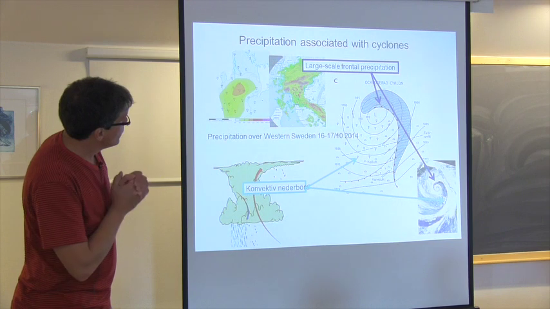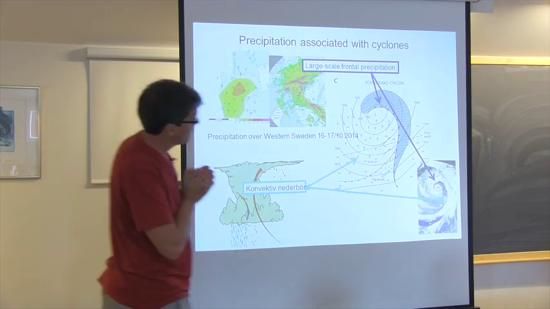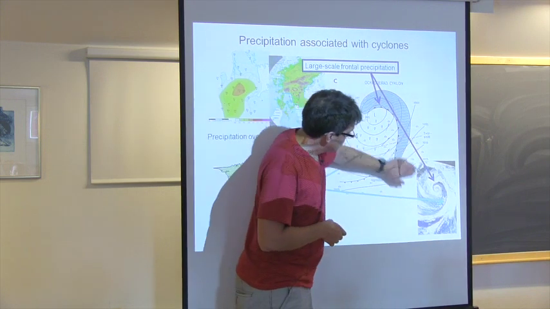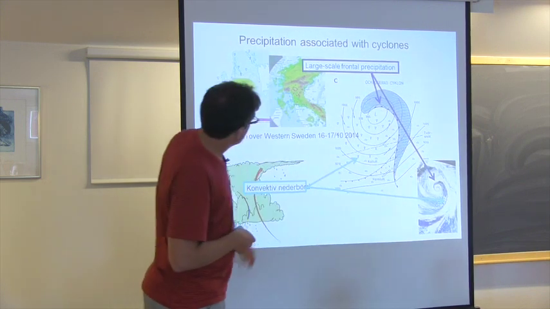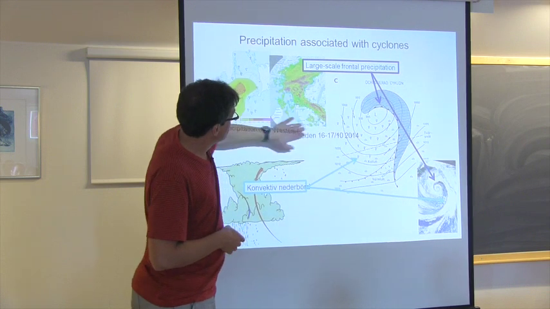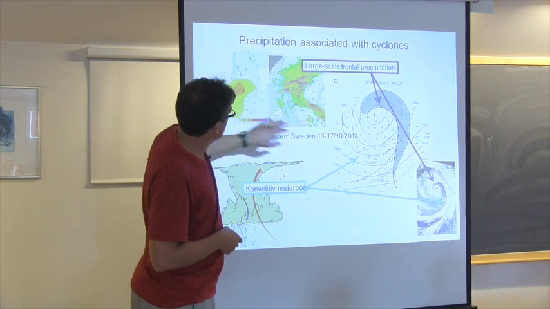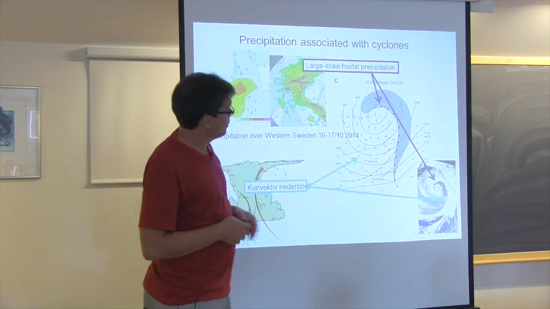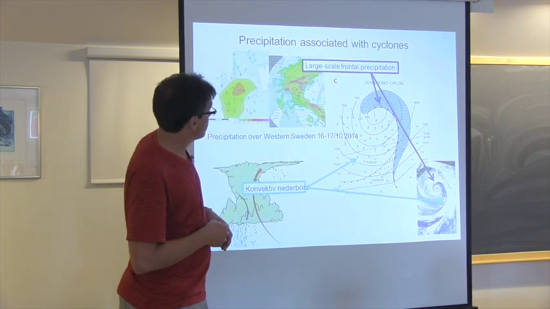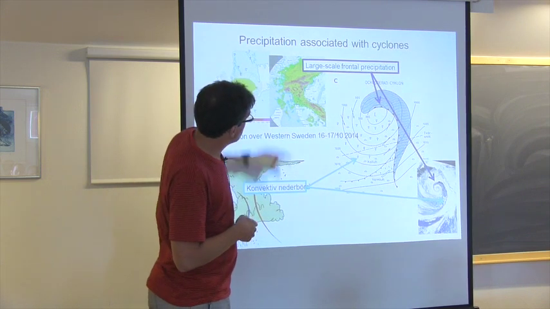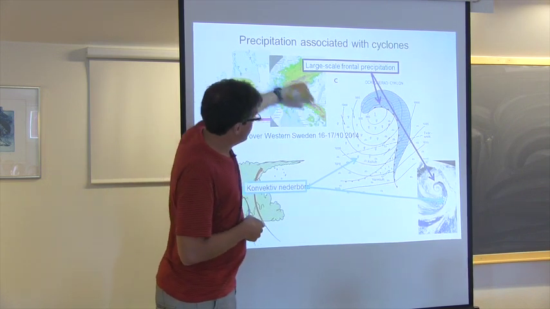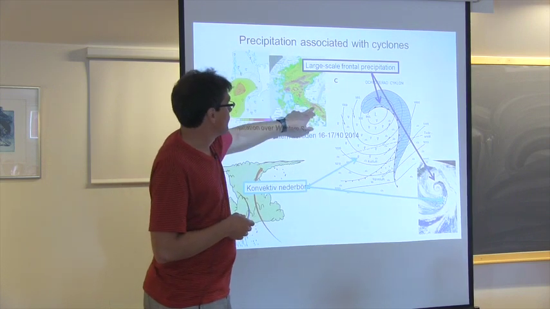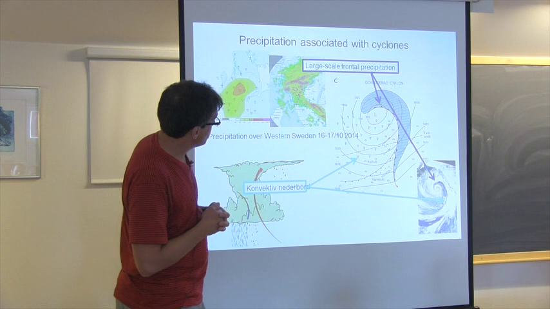Now some precipitation associated with these cyclones, if we look again at the same picture. We have then the large scale frontal precipitation in these clouds, and it can look something like this. This is now a radar image and an analysis of heavy precipitation in a part of Western Sweden a year ago or something like that. That's one such occasion. You can see rather large areas with precipitation. The redder the colors, the more intense is the precipitation in that case.